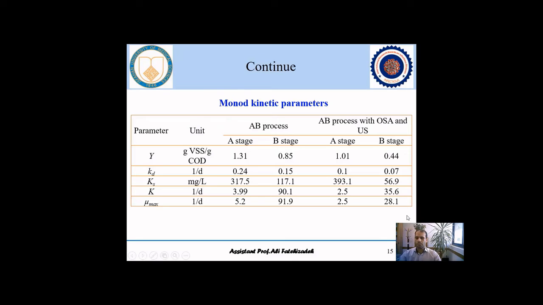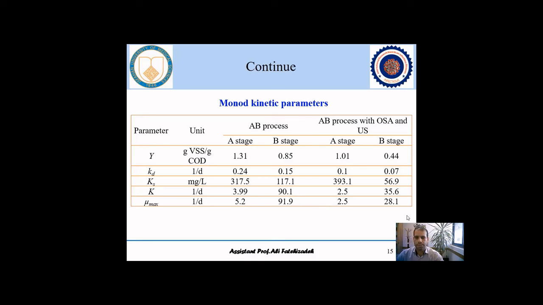To find comprehensive evidence of the impact of changes in AB process configuration on biomass metabolism, many kinetic parameters were estimated, including yield coefficient, endogenous decay coefficient, half velocity coefficient, maximum rate of substrate utilization, and maximum specific growth, and presented in this table. As you can see in this table, the highest and lowest values of yield were observed when the plant was operated as a traditional AB process and as the combined process configuration.